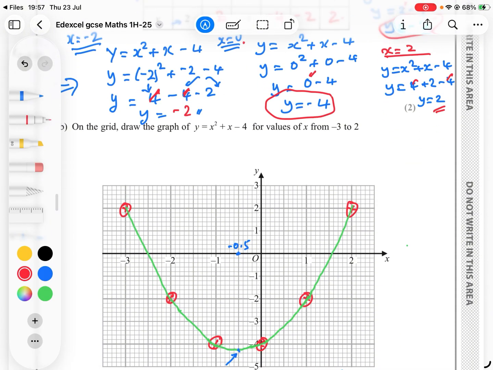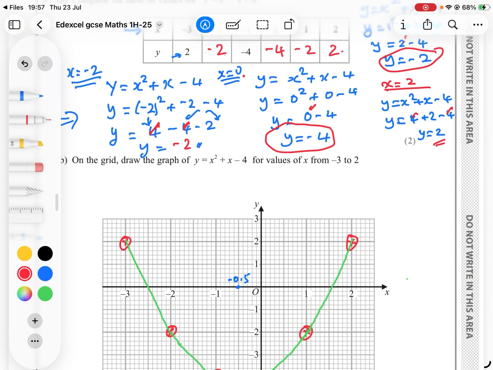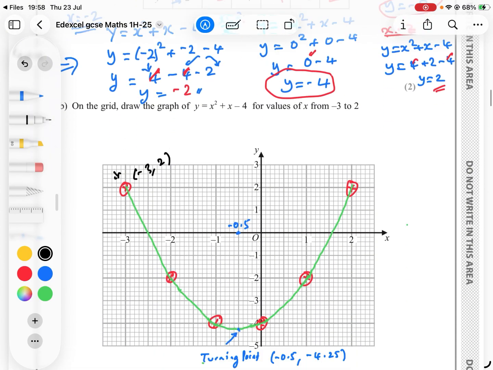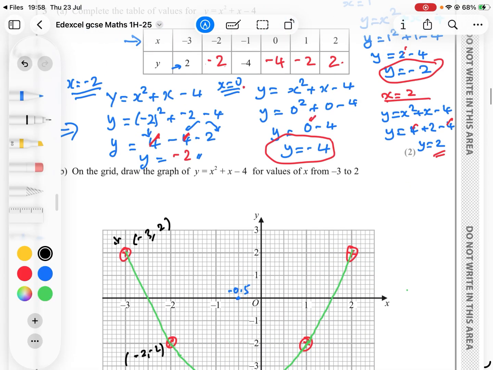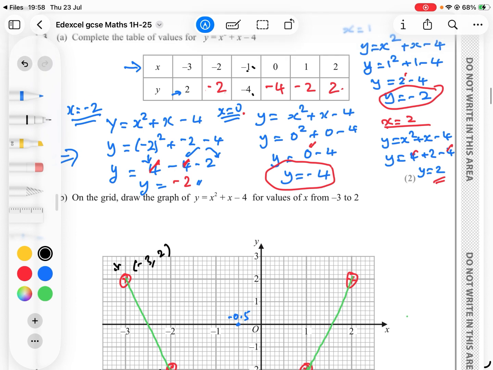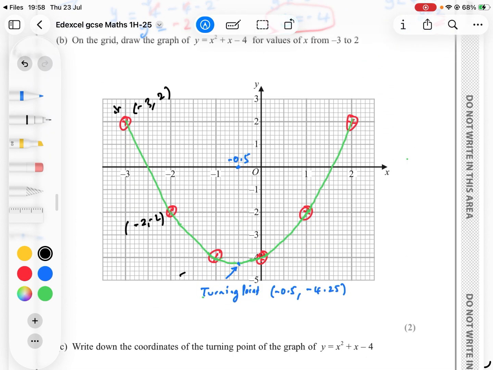Then you need to mark the coordinates. This one, minus 3, 2. So this one minus 2, minus 2. So this one minus 1, minus 4. So this one 0, minus 4. So this one 1 comma minus 2. This one 2 comma 2.